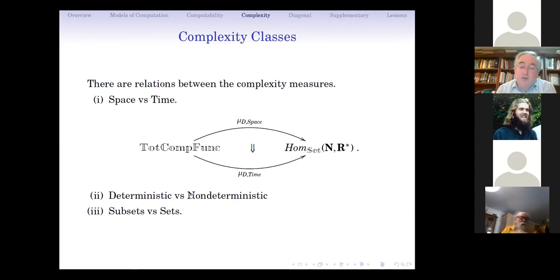Another relationship between these things is that determinism is a special type of non-determinism. So if you can solve a problem in deterministic time, then you could definitely solve it in non-deterministic time. Non-determinism means you can do many things at one time, while determinism means you can do one thing at one time. So this is a special type of this. Next thing is subsets versus sets.